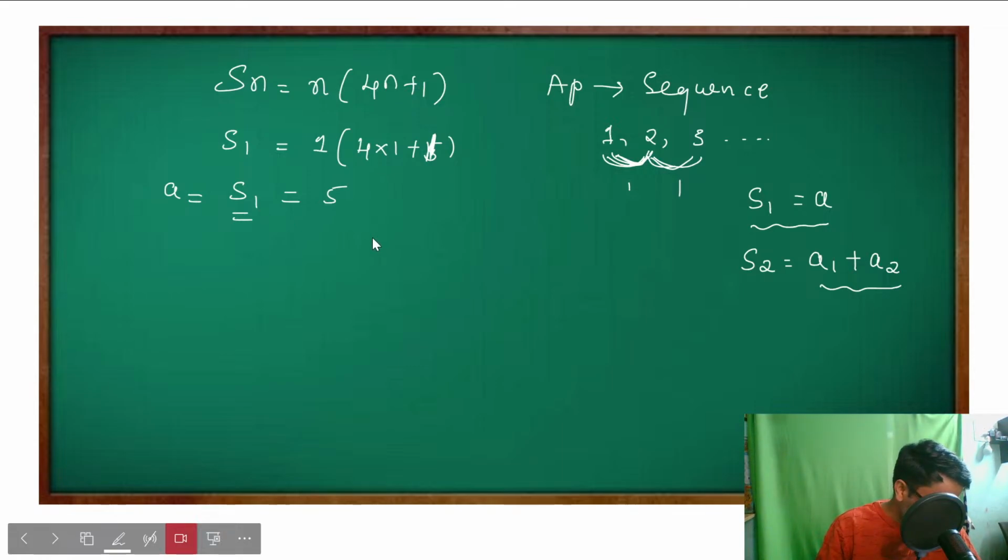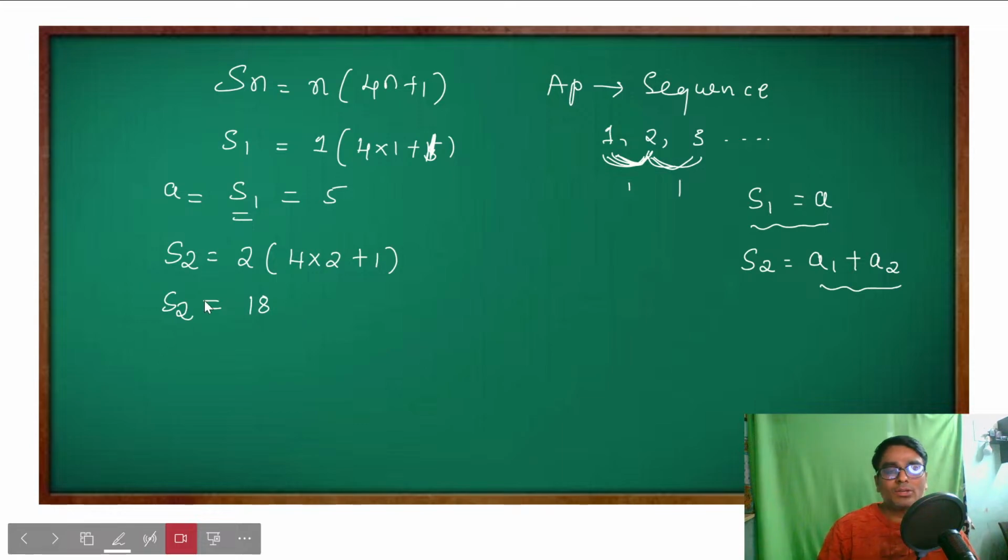Now I will find out the second term, right? So that is my S2. What will be my S2? Just wherever I have n, I have to put 2. 4 into 2 plus 1, which is 18. S2 is 18. Okay. Here there is a catch now. This is not your second term. This is S2. S2 is 18.